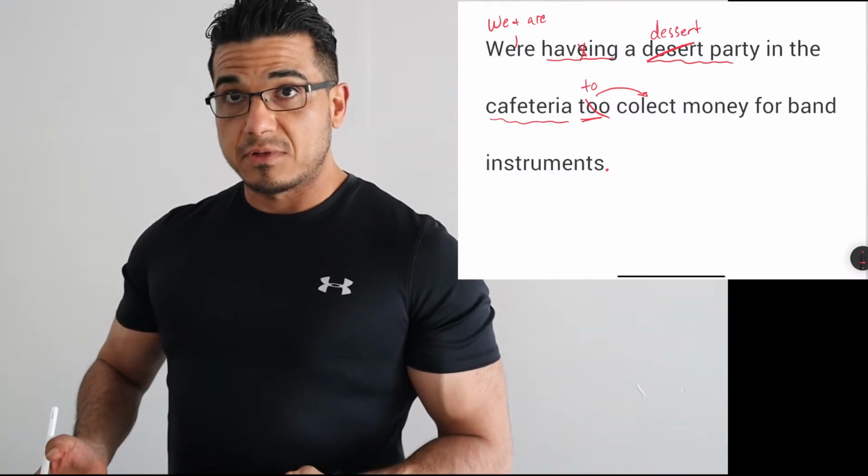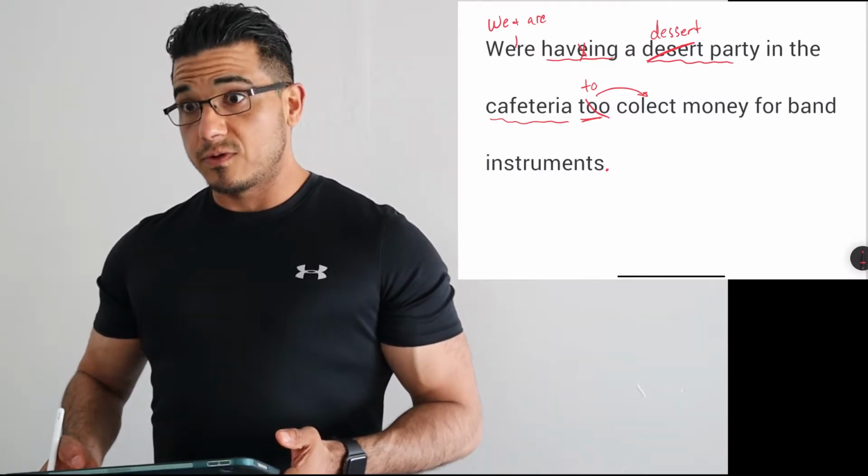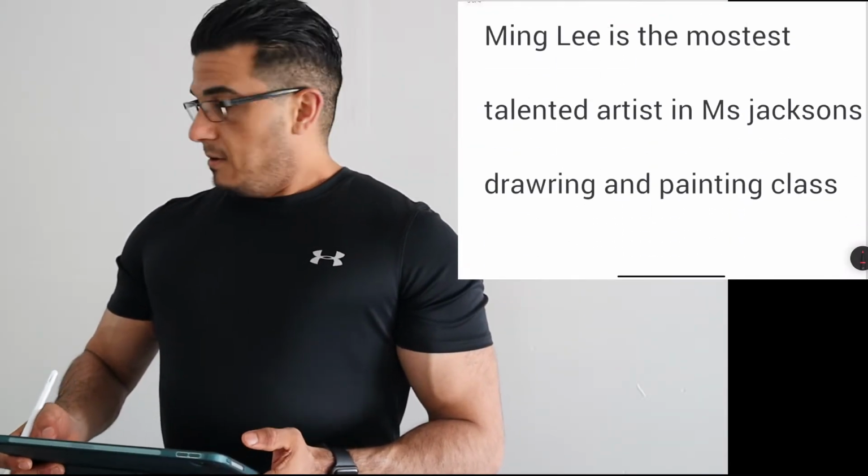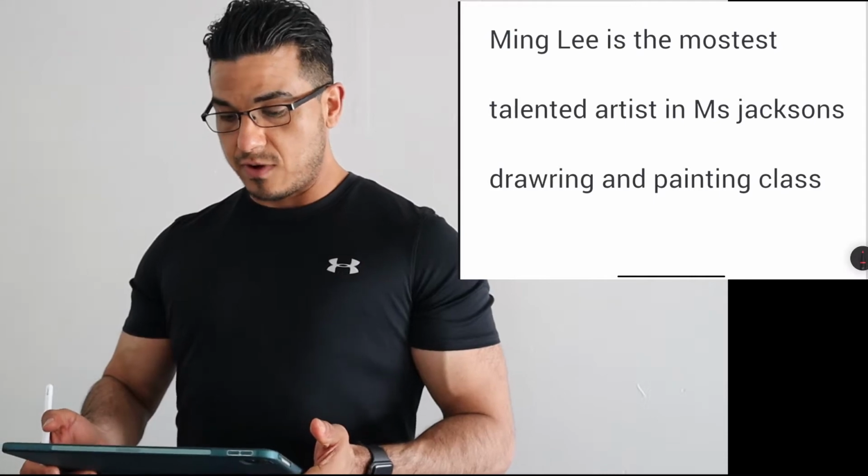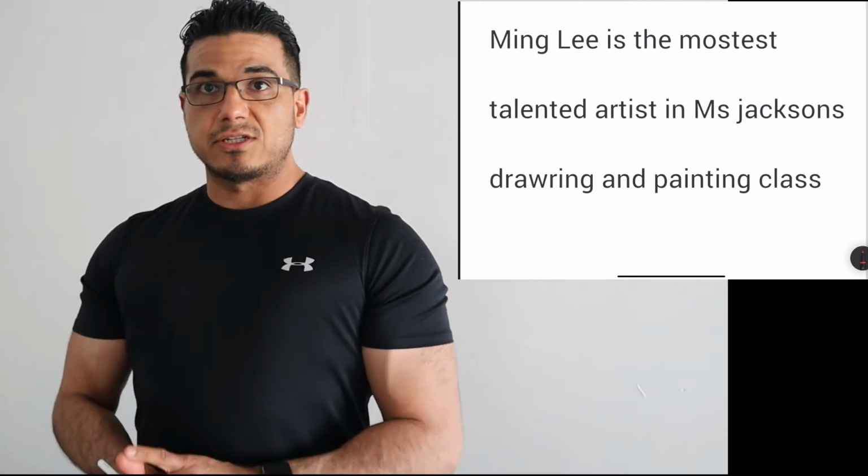We're just making a statement, therefore it just requires a period. All right, I believe we're good on this, so let's go ahead and switch over to the third sentence. I'll read aloud to you. Ming Li is the mostest talented artist in Miss Jackson's drawing and painting class. Again, please pause, make your corrections, and resume when ready.